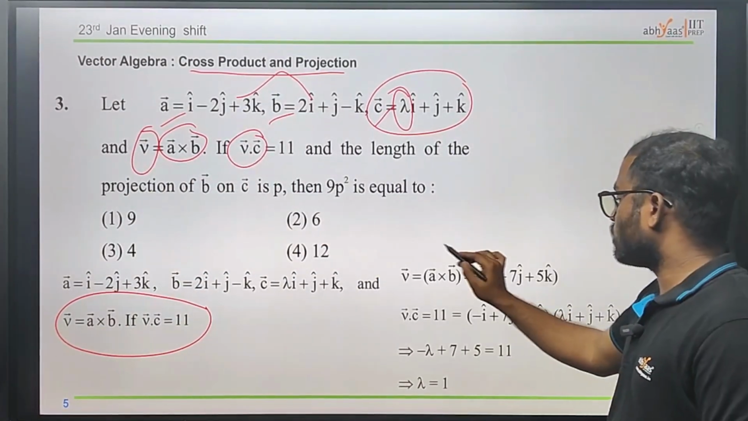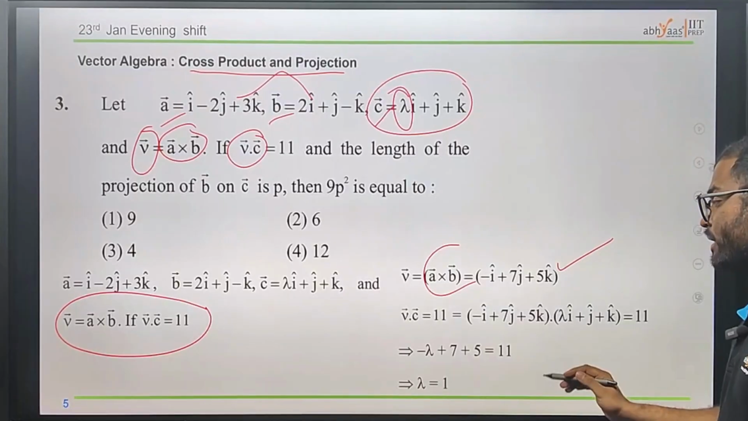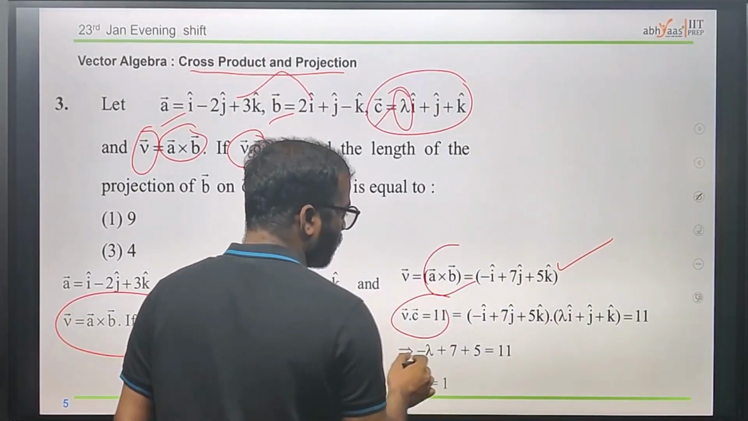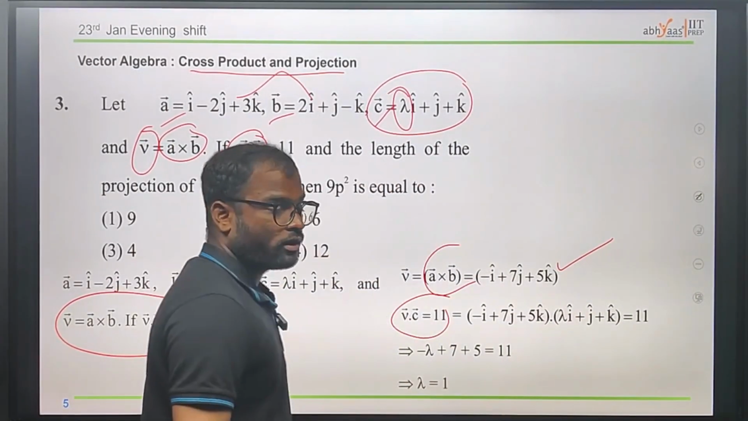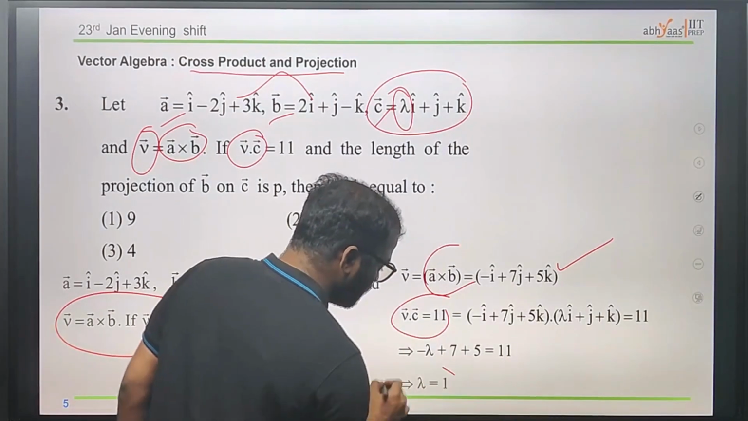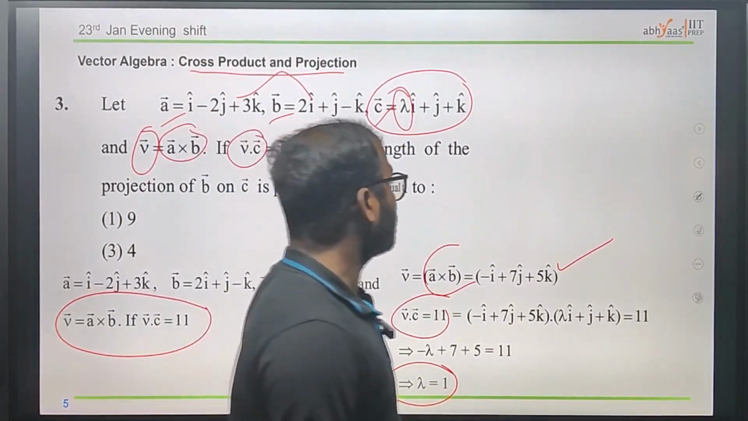Now see, this is the information we have. Doing the cross product of this leads to this, and v dot c we already have. Just do the dot product. We will find lambda is equal to 1. Okay, now we got the lambda value.